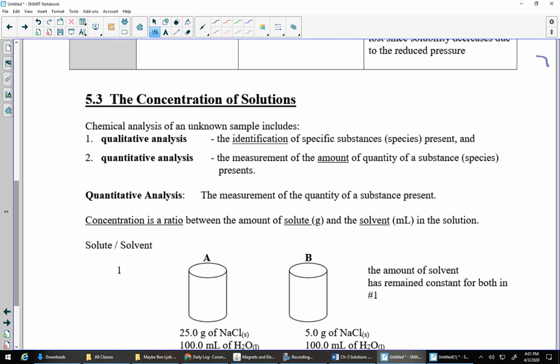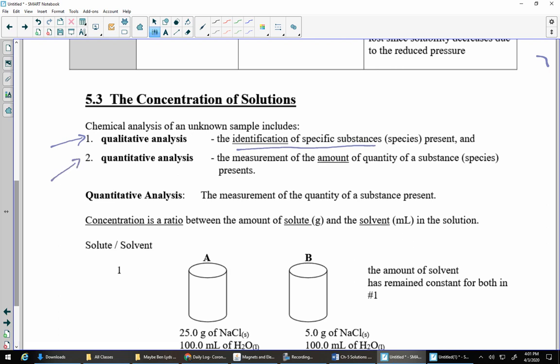The next little section here is all about concentrations. Up to now, we've looked at qualitative analysis, and this is the identification of specific substances. It's about the qualities that we would see. So does it conduct electricity? Does it turn litmus paper a particular color? What substances are there, and how can we tell those substances are there?